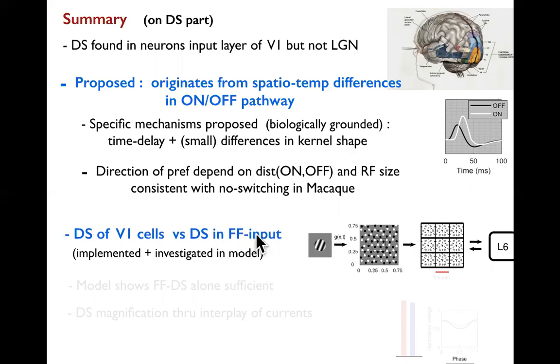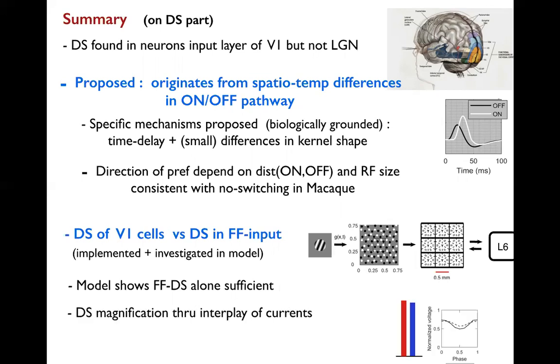Now into cortex, we implemented this in the model that we had built that worked for all these other things, and we showed that the feedforward DS alone is already sufficient for producing as much of the DS that you measure in the cortical neurons. This does not rule out other mechanisms. It's just saying that it's quite adequate in itself.